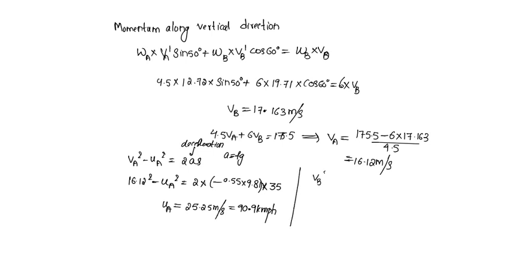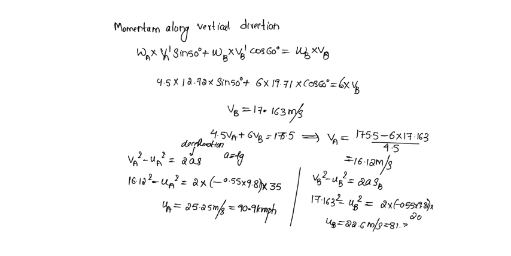Similarly, VB square minus UB square equal to 2A distance traveled by B. This is 17.163 square minus initial velocity of B square equal to 2 into minus 0.55 into 9.81 into 20. So initial velocity of B is 22.6 meter per second, which is 81.33 kmph.